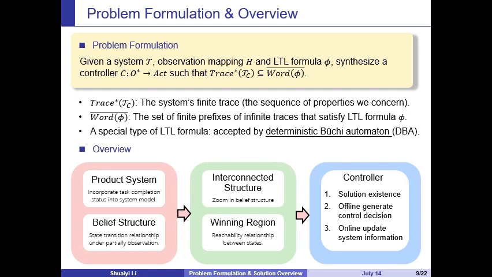Here is an overview of our proposed controller design method. Firstly, we construct the product system and belief structure to represent the task completion status and the transition relation under partial observation. Then we define an interconnected structure to zoom in on the belief structure and construct a winning region to describe the reachability relation between states. Finally, based on the structures constructed before, we determine whether a solution exists and generate the controller that generates control decisions offline and updates information according to online observations.